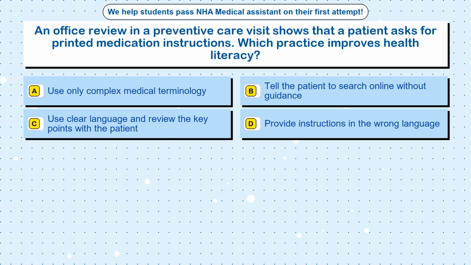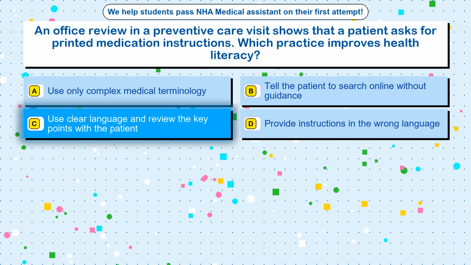Question 59. An office review in a preventive care visit shows that a patient asks for printed medication instructions. Which practice improves health literacy? Option A, use only complex medical terminology. Option B, tell the patient to search online without guidance. Option C, use clear language and review the key points with the patient. Option D, provide instructions in the wrong language.